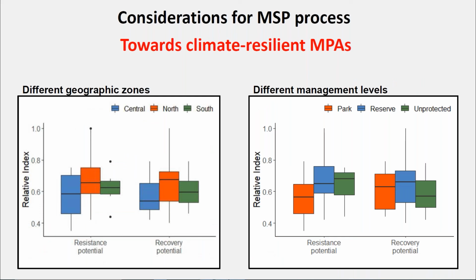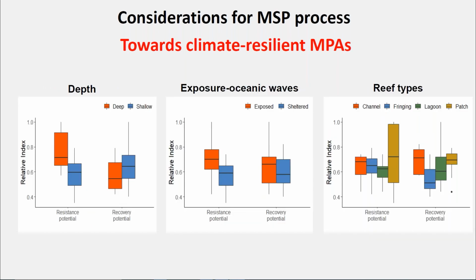So these graphs are just to reinforce the information that I relayed in the previous map, that geographic zones did not have influence in terms of resistance and recovery potential. The same with different management levels. And next slide. Yeah, and these graphs just show how different habitats influence the resistance and recovery potential of coral communities across the entire coast. So we have different depths serving different functions in terms of resistance and recovery potential, exposure levels to oceanic waves, and also reef types. All these habitat factors have a high influence in terms of the resistance and recovery potential of coral reefs in Kenya. Next.